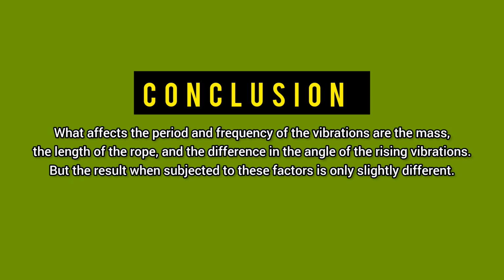Conclusion. What affects the period and frequency of vibration are the mass, the length of the rope, and the difference in the angle of the initial vibration. But the result when subjected to this factor is only slightly different.